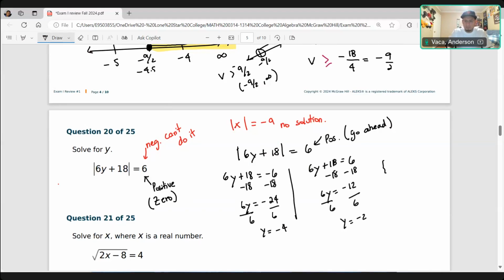So we have two solutions. One of those is -4. The other one is -2. Alrighty then.